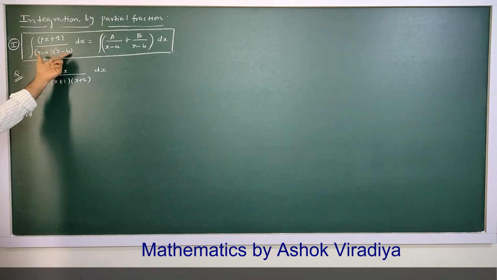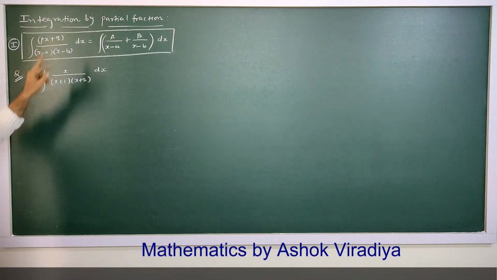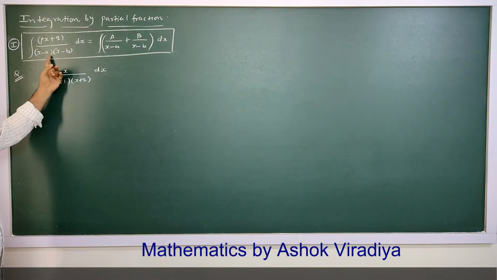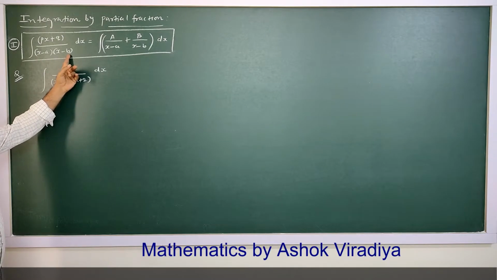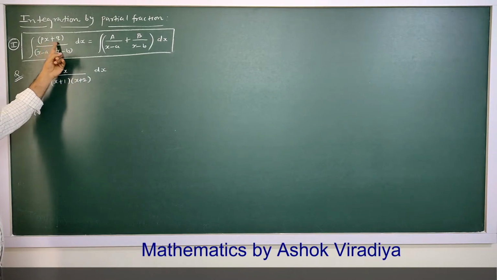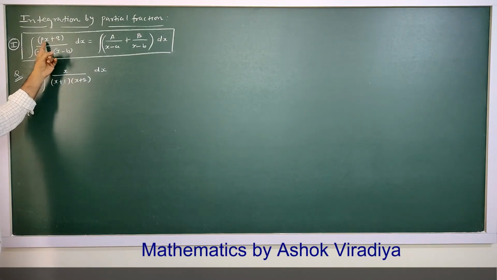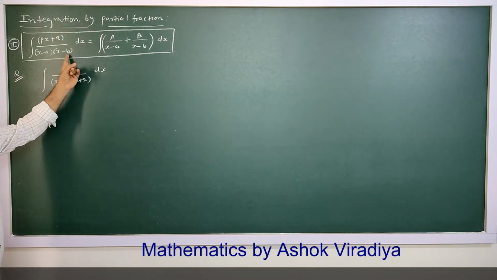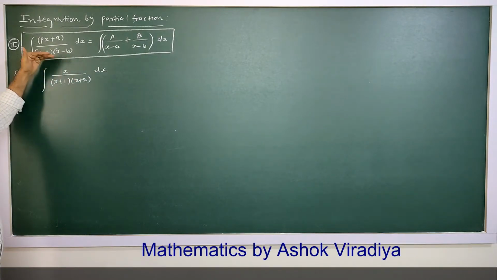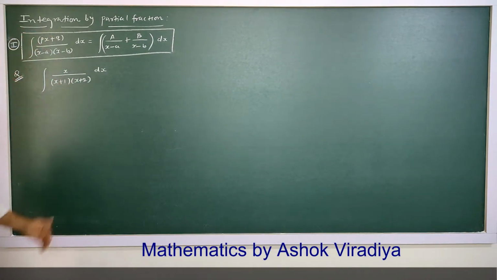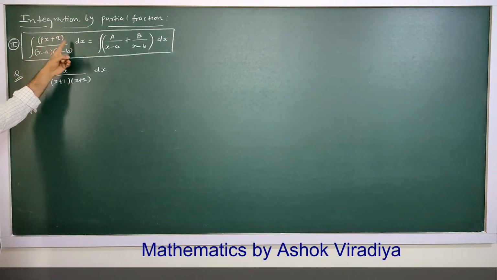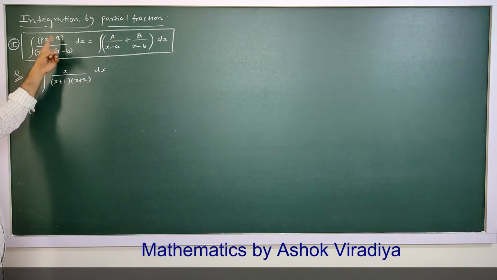If the integrand is of this form, see what is the form? The denominator is a polynomial with degree 2. The numerator is a polynomial with degree 1. This is a polynomial with degree 1. This is a polynomial of degree 2. The numerator has less degree than the denominator. So this is a proper rational function.